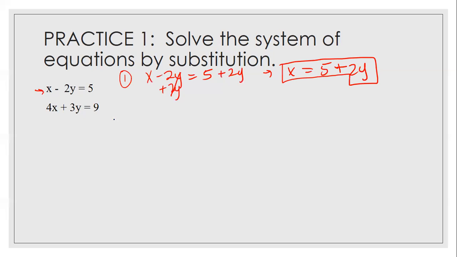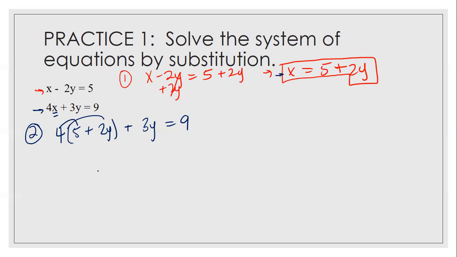Step 2 is to substitute that into the other equation. So where there's an x, I'm now putting in 5 plus 2y. So we have 4, but instead of x, we have 5 plus 2y, plus 3y equals 9. And we're going to do like we did before. Distribute, combine like terms, subtract, divide.